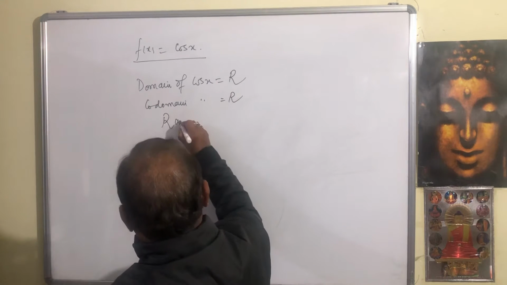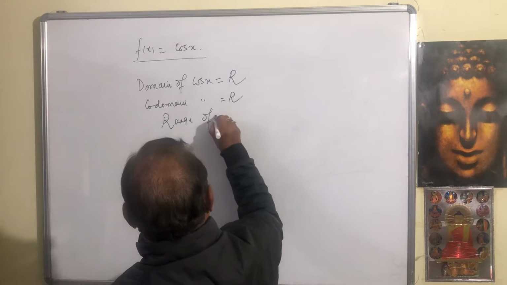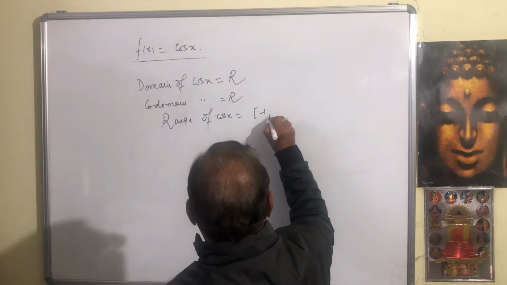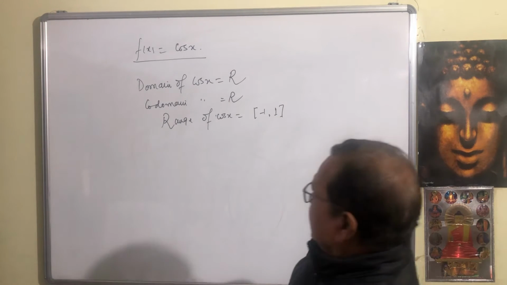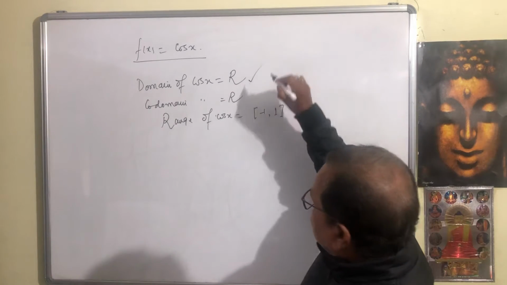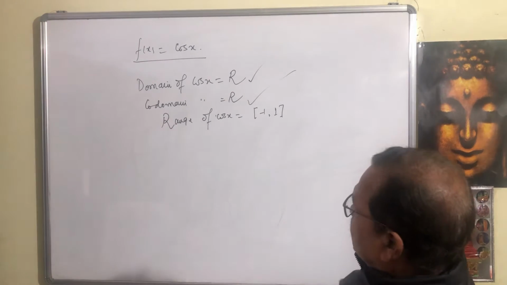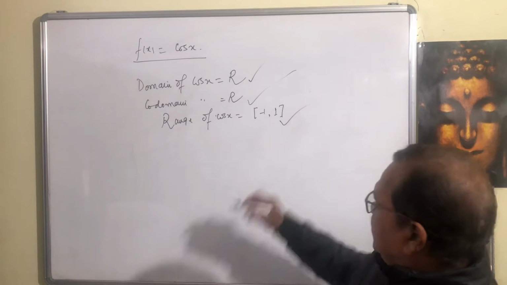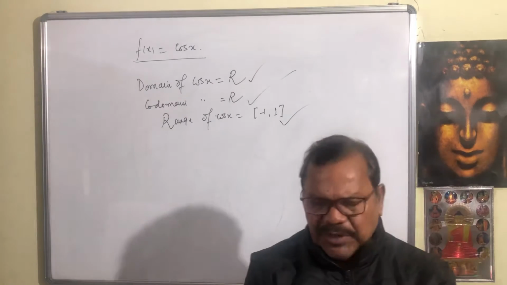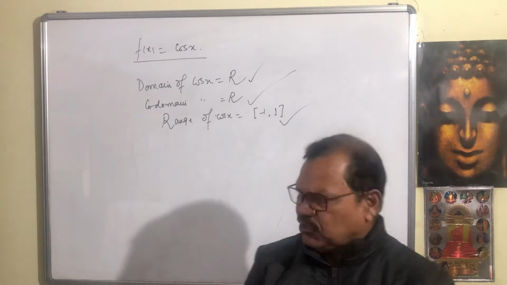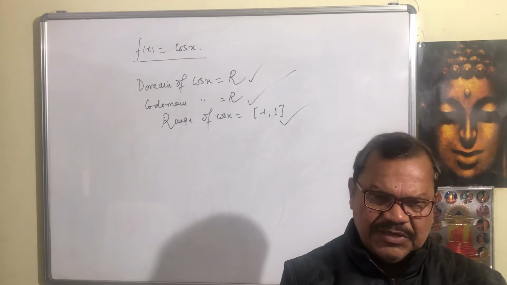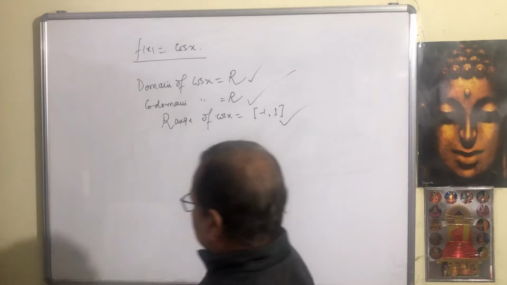But range of cos x is minus 1 to plus 1. Same condition as we had seen in sine. So domain of cos x is the set of all real numbers, codomain is also the set of all real numbers, but range of cos x is minus 1 to plus 1. So this is also a many-one into function. So here also we have to make certain restrictions over cos x. Correct?